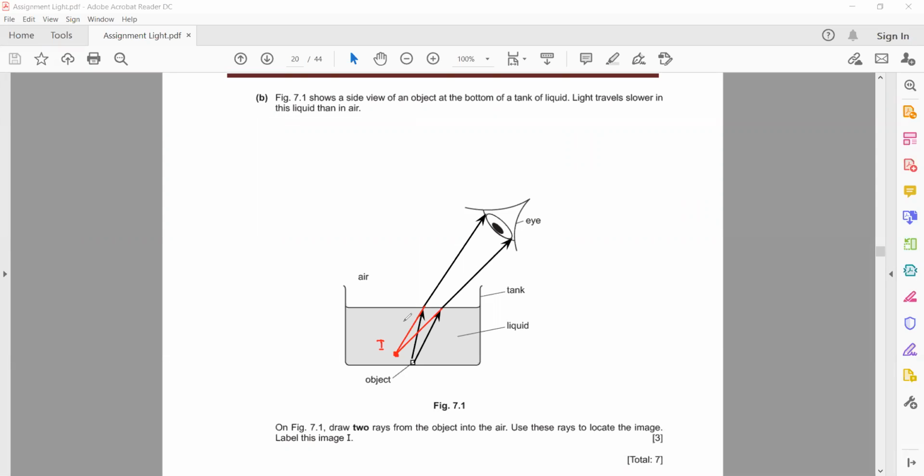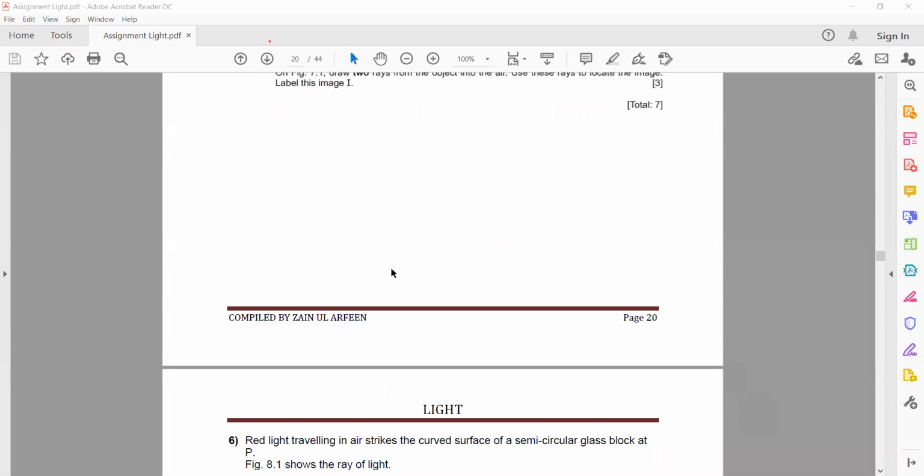Is it clear? So light moving from liquid to air bends away from the normal, enters our eye, and our brain always senses that light is coming straight from the object. So when our brain relocates, it creates an image at the point where the two light rays intersect. Is this image real or virtual? What kind of image is this? Real or virtual? This is a virtual or imaginary image, because in reality it's not there. It is only our brain that relocates and creates an image for us. That's why it is called a virtual image.